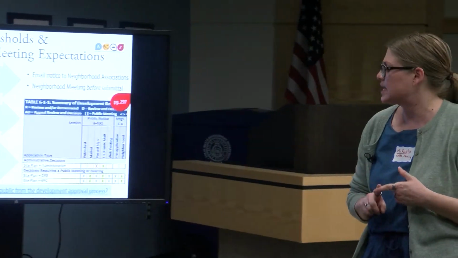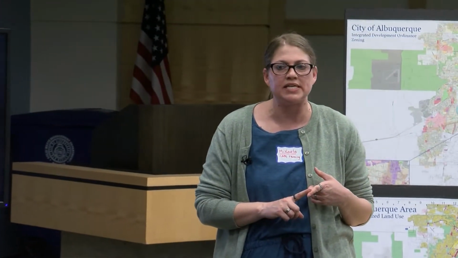So for the site plan DRB and site plan EPC, before that applicant can actually apply, they've got to meet with staff. That's the pre-application meeting. You've got to meet with staff, say, here's what I'm doing. We make sure that you've got all your ducks in a row, so that you can then go submit. You also have to meet with the neighborhood association.